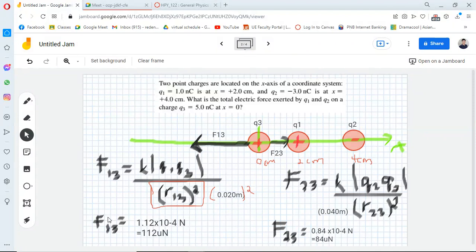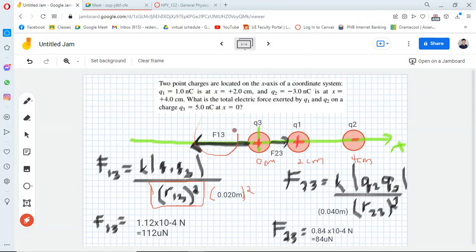Okay, now, is that the final answer, sir? No, because what is being asked here, notice, go back to the problem: what is the total electric force exerted by Q1 and Q2 on a charge Q3? Therefore, what we are looking for is the total. So we need to get the total of F13 and F23, the vector sum. So how do we do that, sir?